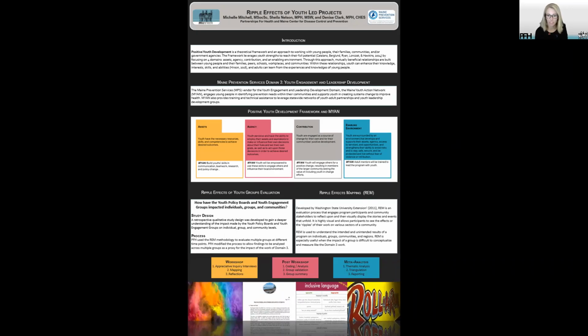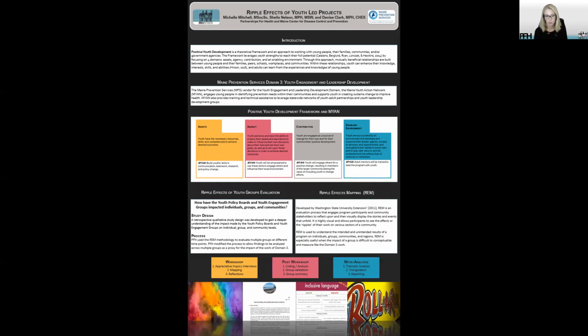I'm an evaluation manager at Partnerships for Health, and I am presenting on behalf of my colleagues, Michelle Mitchell and Sheila Nelson. PFH is the independent evaluator for domains 2 through 5 of the Maine Prevention Services Initiative. The poster shown here is an overview of an evaluation conducted on domain 3 of the Maine Prevention Services Initiative, which is youth engagement and empowerment. The lead vendor for this domain is the Maine Youth Action Network, or MYAN.